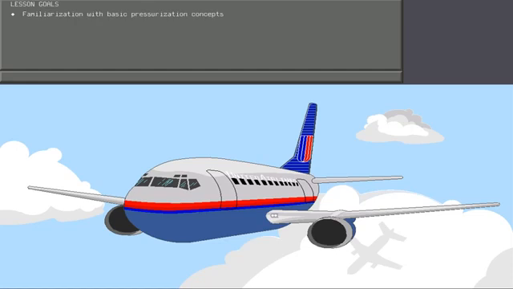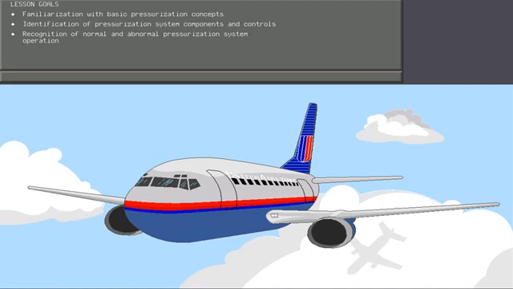This lesson will familiarize you with the 737 pressurization system. Upon completion of this lesson, you should be familiar with basic pressurization concepts. You should be able to identify pressurization system components and control, and you should be able to recognize both normal and abnormal pressurization system operation.